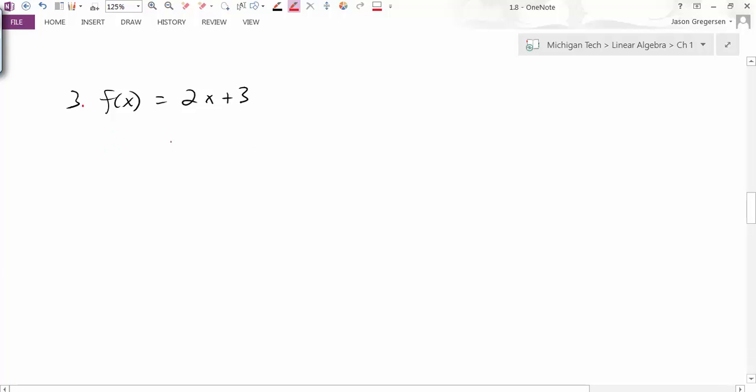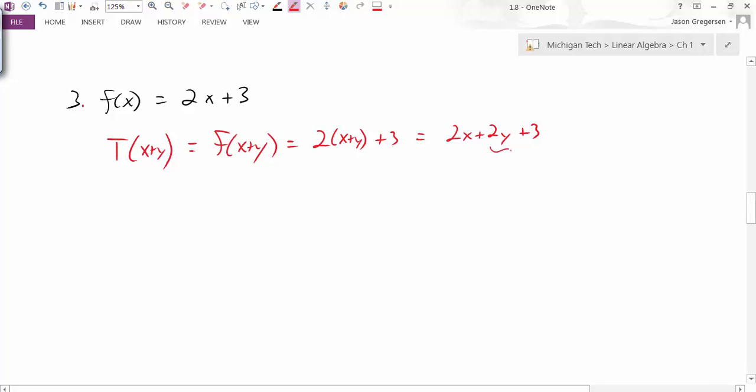If I look at the first property, T of x plus y, well, by definition, that would be f of x plus y, because my transformation is representing this function. And so this should be 2 times the quantity x plus y plus 3, which is equal to 2x plus 2y plus 3. Now this piece right here, this 2y plus 3, that would represent f of y.